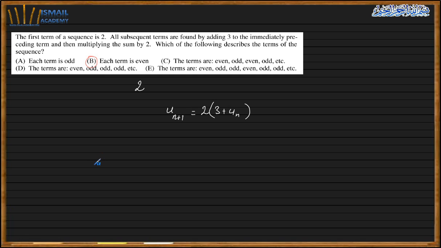So if I want to see up to 2, which is 5, times by 2, which is 10. Next one, I will add 3, which is 9, times 2 is 15.